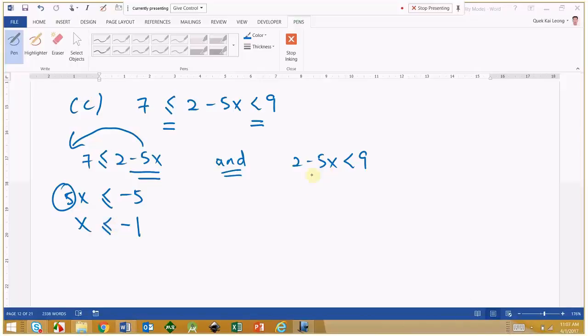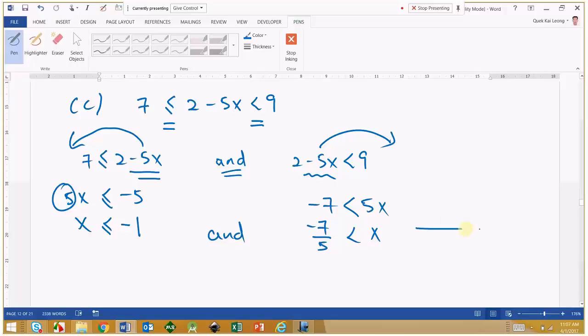Again, this is the unknown, so I would like to make the coefficient of the unknown positive. I bring this to this side. So 2 minus 9 is negative 7, 5x. So x is greater than negative 7 over 5. Again, this is an AND condition. So x must be greater than negative 7 over 5, and x must be less than or equal to negative 1, okay?